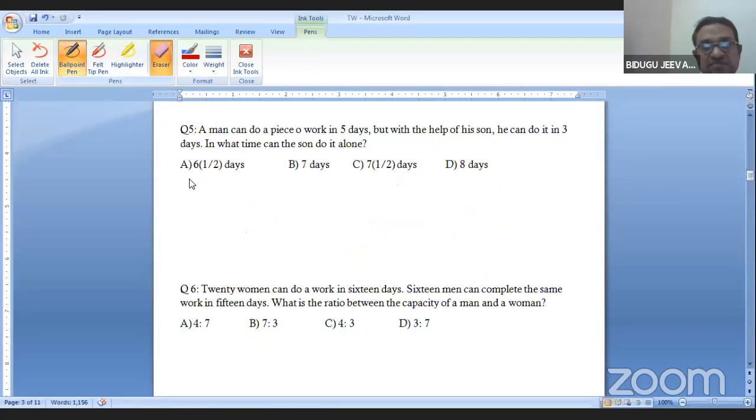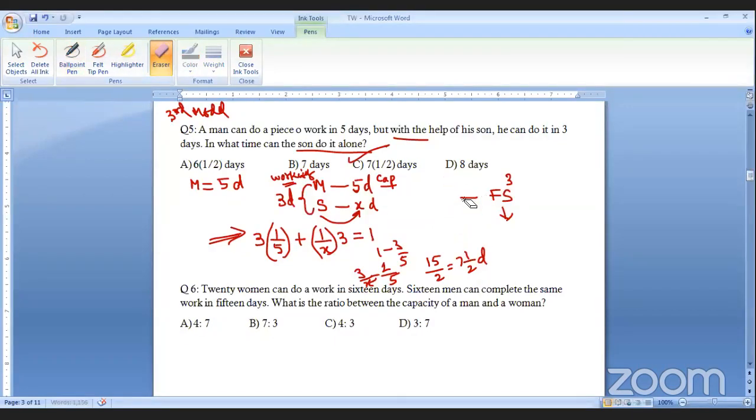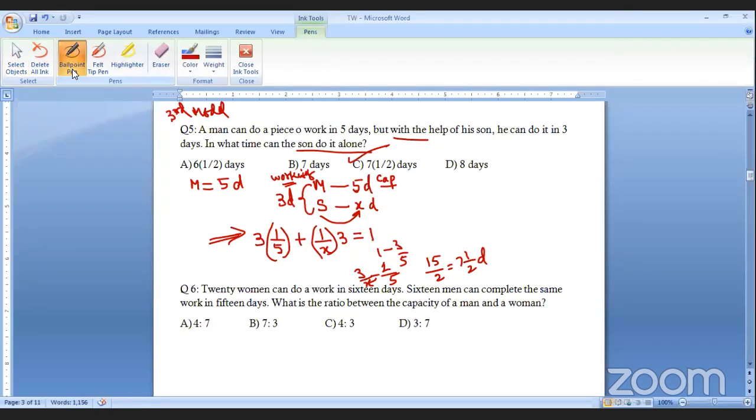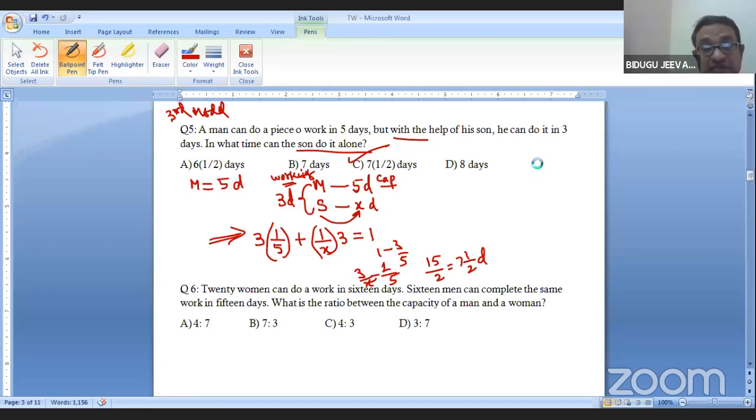Any doubt? Sir, can we do xy by x minus y? Actually, see, initially the man worked alone. They have not done it together. So xy by x plus y, whenever capacities are given, is it the capacity? 3 days, number of working days. They worked for 3 days and the work is completed. So this capacity is not given. Some capacity you have to calculate.